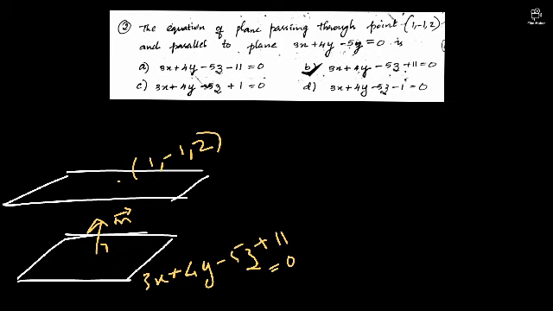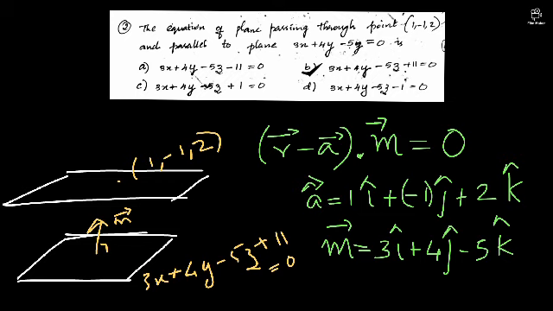Okay, so the equation will be (r minus a) dot n vector. That means a is the position vector of a point lying in the plane and n vector is the normal vector. So we know the n vector and a vector, so we can substitute here as (r minus a) dot n, and we will get the answer as 3x plus 4y minus 5z plus 11 is equal to 0.